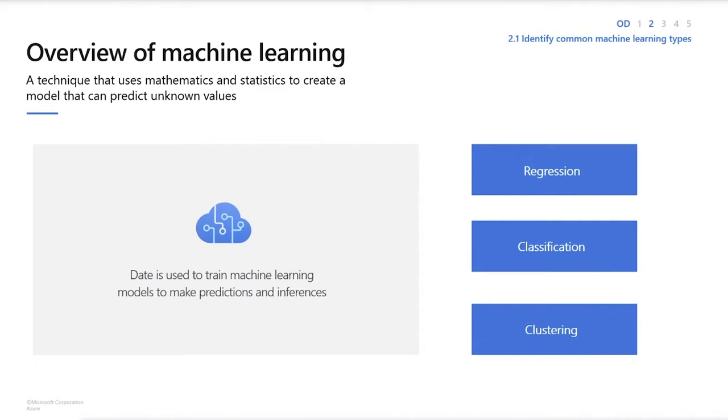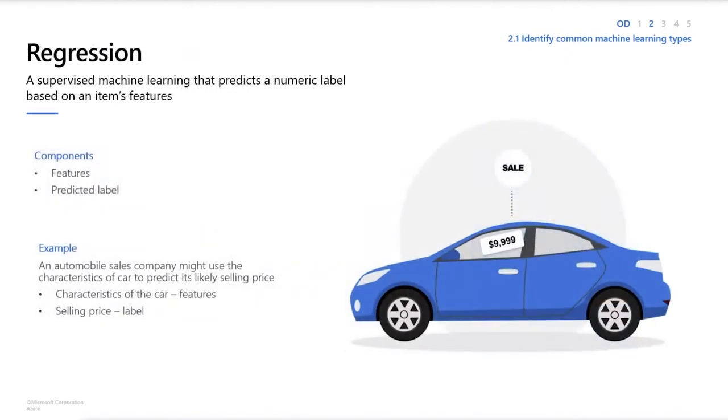In today's world, we create huge volumes of data as we go about our everyday lives. And what we have are data scientists who can take in all of that data to train machine learning models that can make predictions and inferences based on the relationships that they find in the data. The common machine learning techniques are regression, classification, and clustering. We're going to explore each of these techniques in just a few slides. So first, let's take a look at regression.